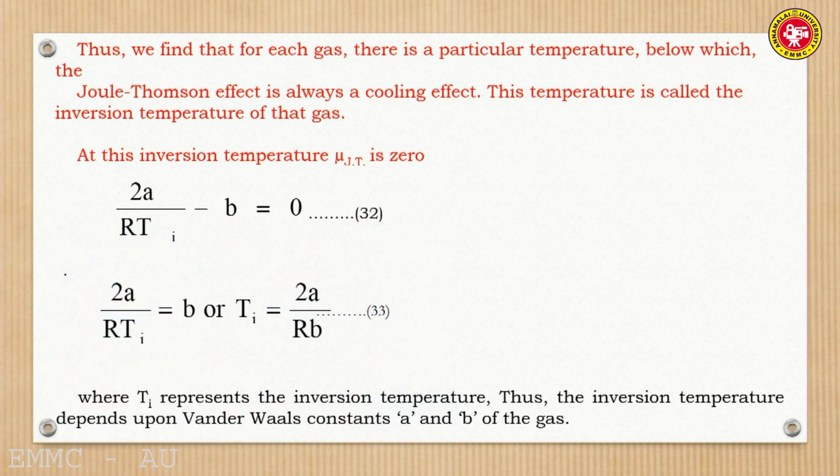Thus, we find that for each gas there is a particular temperature below which the Joule-Thomson effect is always a cooling effect. This temperature is called the inversion temperature of that gas. At this inversion temperature, μJT is 0. So, 2a/RTi − b = 0, 2a/RTi = b, or Ti = 2a/Rb, where Ti represents the inversion temperature. Thus, the inversion temperature depends upon the van der Waals constants a and b of the gas.